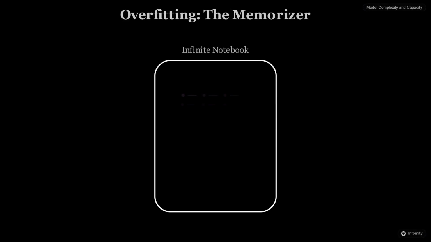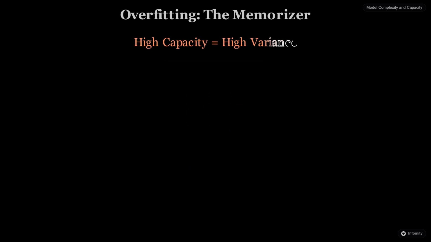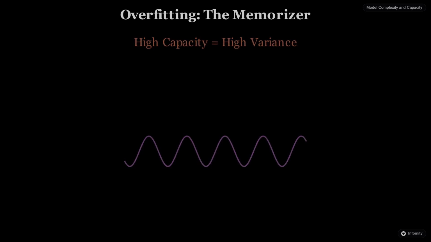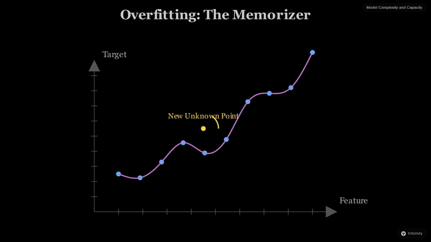Now, consider the opposite extreme: a student who memorizes every single comma and sneeze in the textbook, but fails to understand the actual history. This is high model capacity gone wrong. The model has so much room to store information that it memorizes the noise and the random spikes in your data. When we look at a complex polynomial weaving through every single outlier, we are seeing a model that has lost the ability to generalize to new, unseen questions.